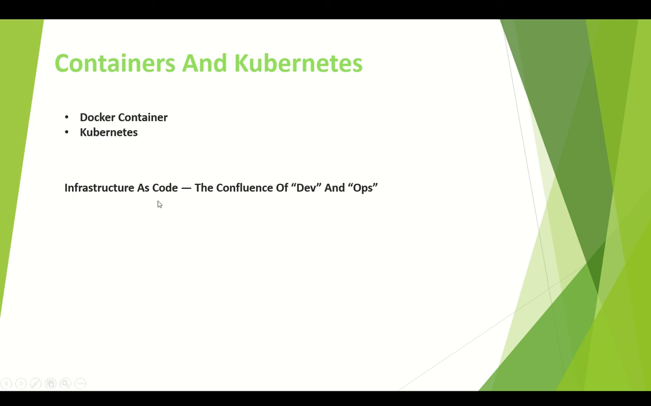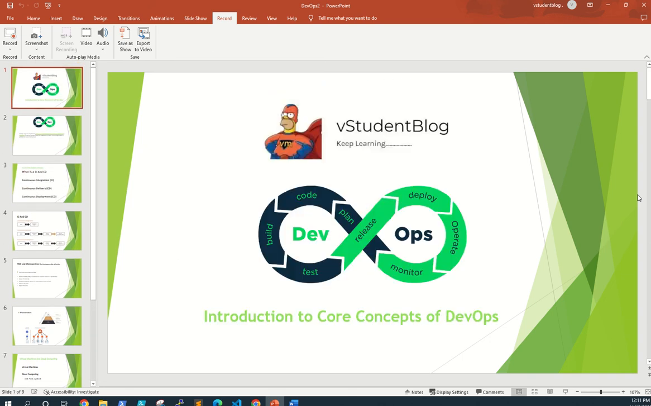Okay, so infrastructure as code, the confluence of dev and operations. Infrastructure as code means IaC. Infrastructure as code is the infrastructure management approach in which infrastructure resources like networks and servers are provisioned and managed using machine readable definition files. Okay, so this was a little about the core components of DevOps.